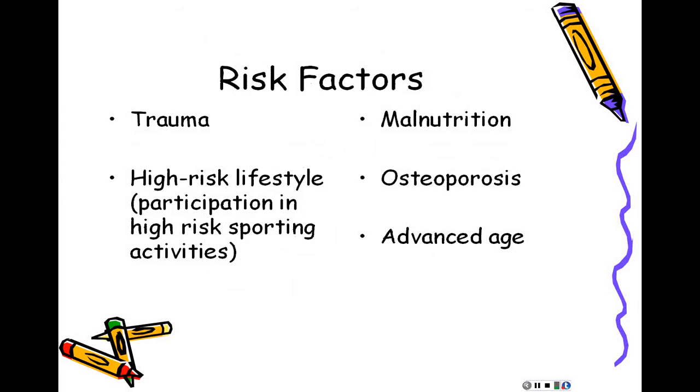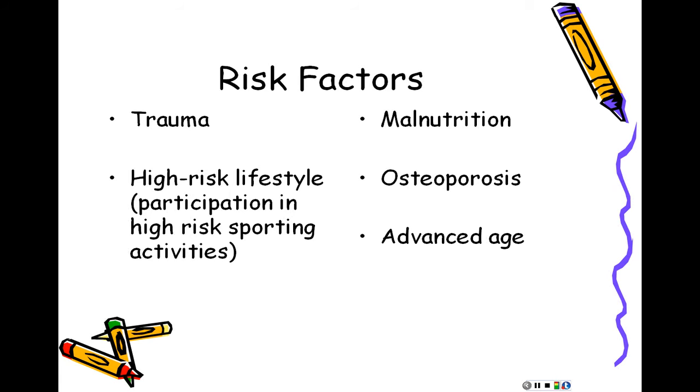So some risk factors that we see, again, we just mentioned trauma. Trauma may be associated with a fall or from a motor vehicle accident, high-risk lifestyle, participation in high-risk sporting activities. Many of your football players, people that participate in high-contact sports, they are at risk of having fractures. When we talk about malnutrition, when we see patients that have calcium deficiencies, protein deficiencies, vitamin C deficiencies, this predisposes that person to being at risk for fractures.